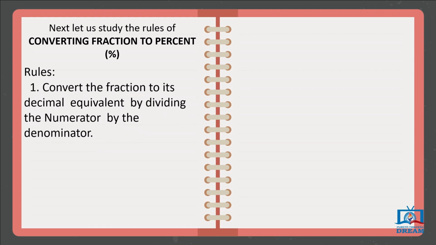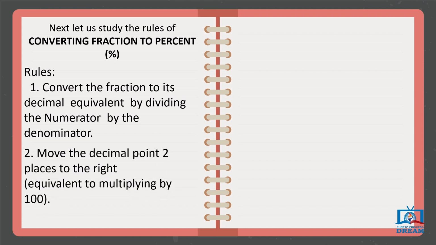Here are the rules. Number 1. Convert the fraction to its decimal equivalent by dividing the numerator by the denominator. Number 2. Move the decimal point 2 places to the right. That is equivalent to multiplying by 100. Number 3. Affix the percent sign. So in order for you to fully understand the rules, here are some examples.